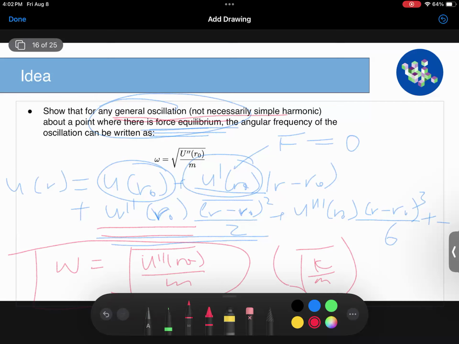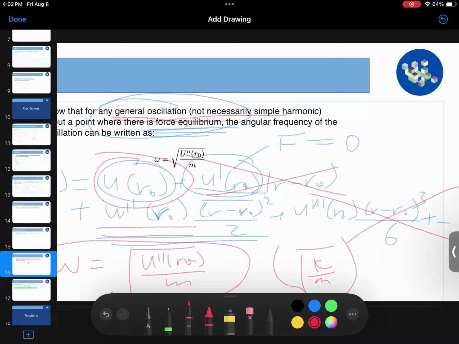need to be looking at an oscillation about a point where there's force equilibrium, because that allowed us to cancel this U prime term over here. And because it's a very small oscillation, we also neglected those higher order terms because those are infinitesimal. And we can also neglect this because it's just a constant you add to the potential energy. Remember, you can add any arbitrary constant to potential energy, it won't really change it that much. So yeah, this identity over here is really helpful.